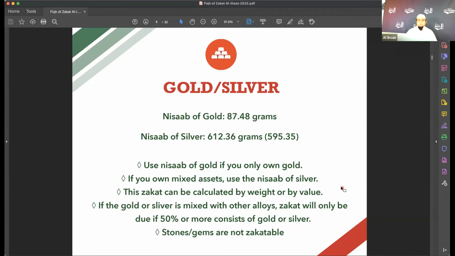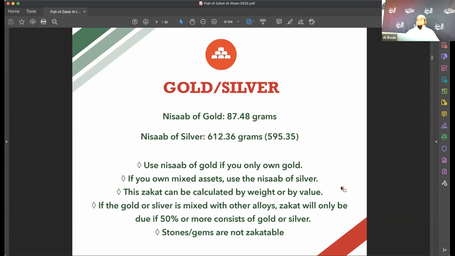Does that make sense? Is it getting too complicated? So you see how much of the jewelry you have is actually gold, and you pay zakat on that amount. Or the other simpler way is you get it valued by a jeweler. They're going to use a similar method because the value of it is based on how much gold is actually in there. So both methods can work.